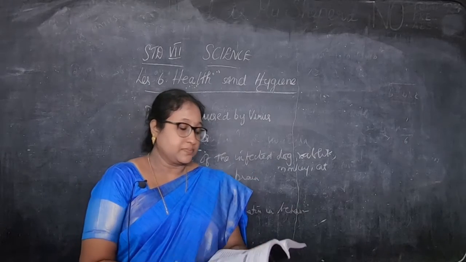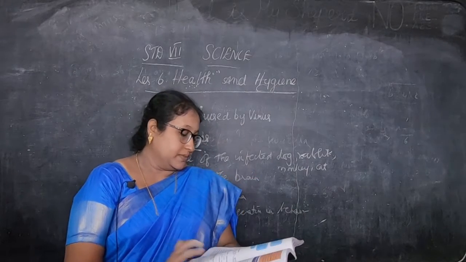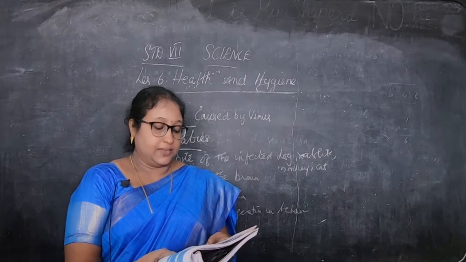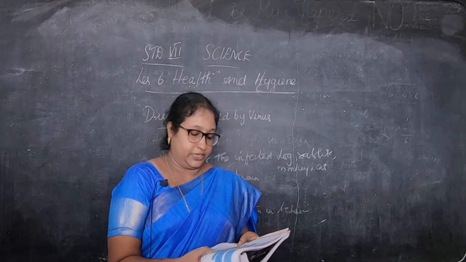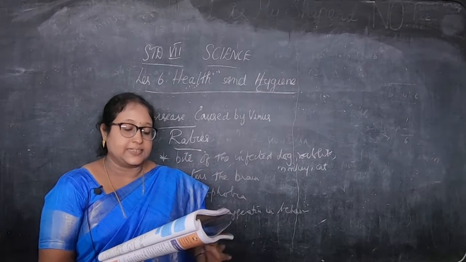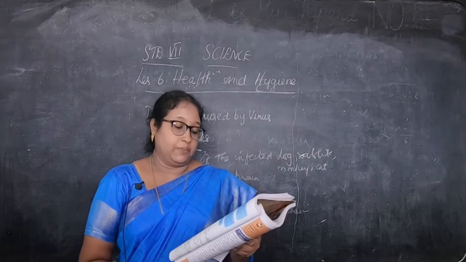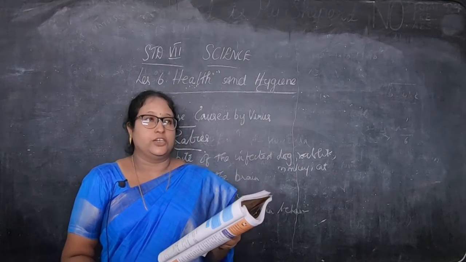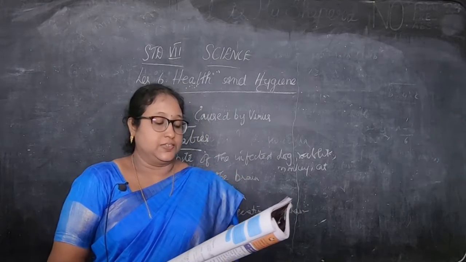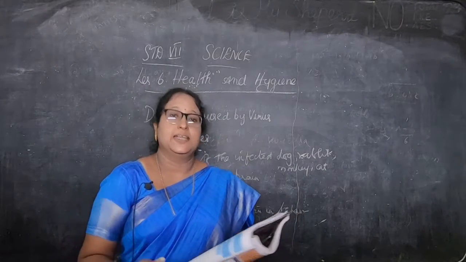Okay, children. Next is the vaccine. A vaccine is a biological preparation that provides active acquired immunity to a particular disease. Vaccines like BCG, polio, MMR are given in early childhood, when you are young itself, to protect you from these diseases.